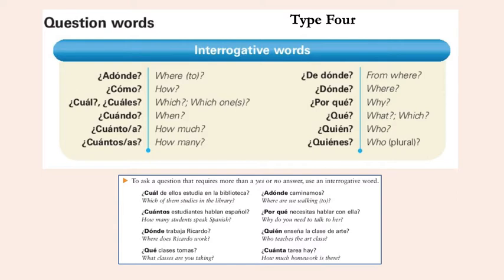Por ejemplo, ¿cuál de ellos estudia en la biblioteca? Which of them is studying in the library? ¿Para dónde caminamos? Where are we walking to? Or to where are we walking? ¿Por qué necesitas hablar con ella? Why do you need to talk to her? ¿Cuántos estudiantes hablan español? How many students speak Spanish?